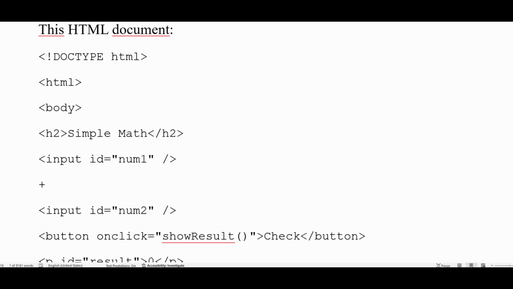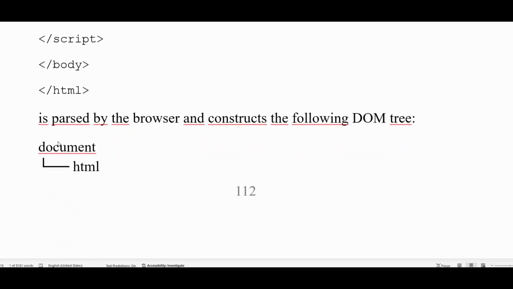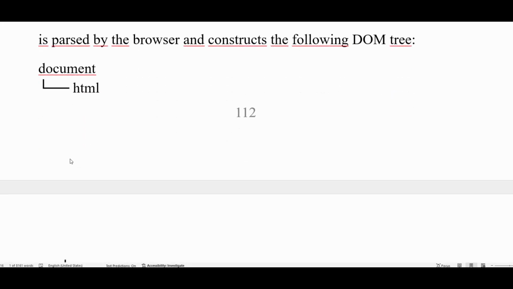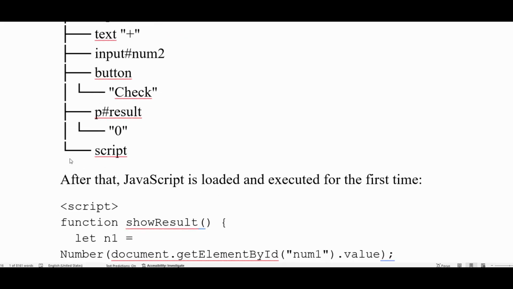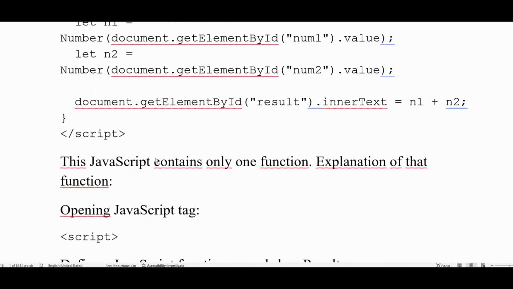This HTML document, here it is, is parsed by the browser and constructs the following DOM tree. Document. After that, JavaScript is loaded and executed for the first time.